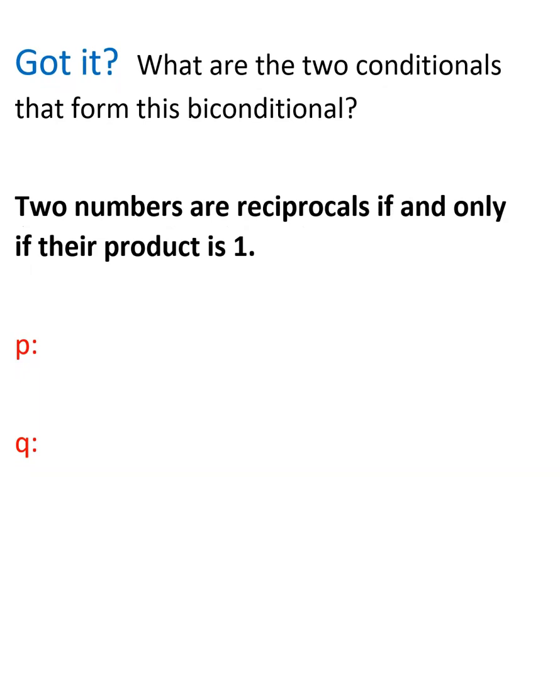What are the two conditionals that form this biconditional? Two numbers are reciprocals if and only if their product is 1. So you're looking for that if and only if part. For the first one, you're just going to put if at the beginning and replace if and only if with then. This one is the easier of the two.